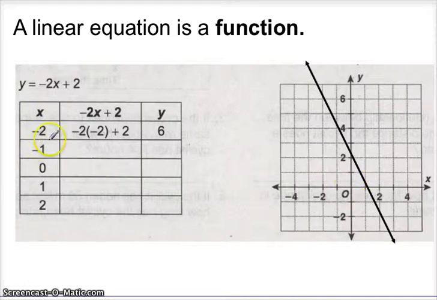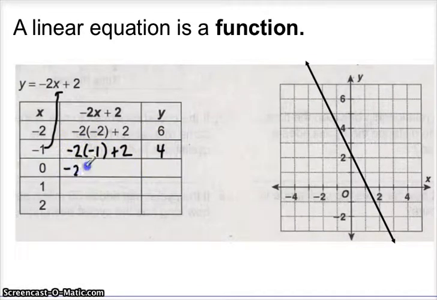So again, if I plug in -1, oops, no, I need to write -2 first, don't I? The first one they kind of did for us. -2 times -2 plus 2, you should get 6: +4 plus 2, 6. Let's plug in -1 from our x's. So again, all I'm doing is plugging it in here. So -2 times -1 plus 2. That'll give me +2 plus 2, which is 4.